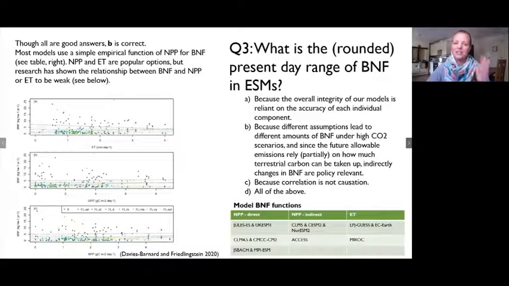So although all are good answers, actually NPP is the most common way of modeling biological nitrogen fixation. Basically, this is all down to a paper some years ago that showed that there was a very strong linear relationship between biological nitrogen fixation and both NPP and evapotranspiration at a global scale. That has now been superseded by subsequent analysis done by me, which shows that actually there is no relationship between BNF and NPP or ET. It's not a great relationship at all.